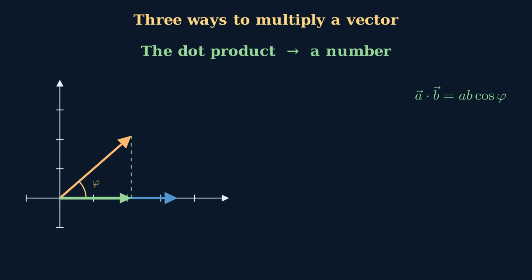Swing B up toward a right angle, and the shadow collapses. At 90 degrees, the dot product is exactly 0. In components, it's just as clean. Multiply the matching components and add them up. And it's symmetric. A dot B equals B dot A. You'll meet this product first as work, force along a displacement back in chapter 7.